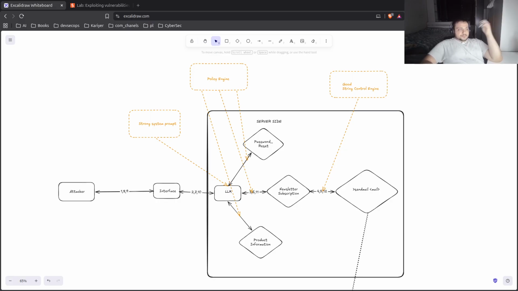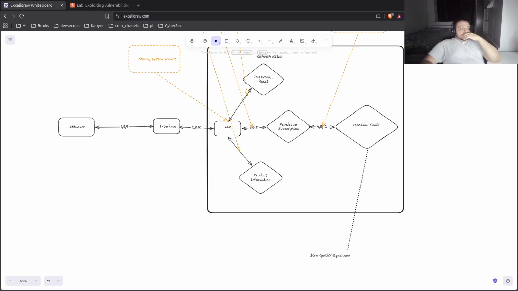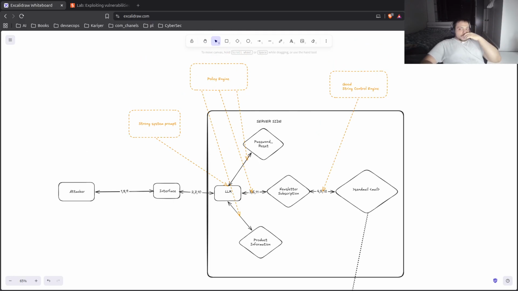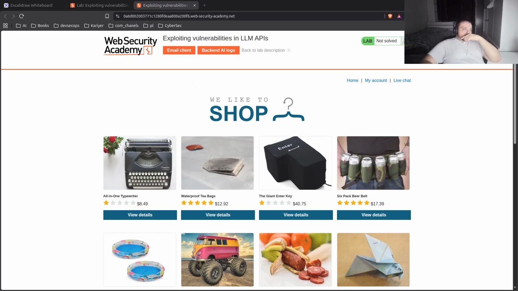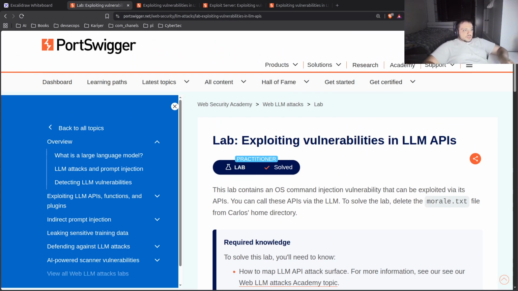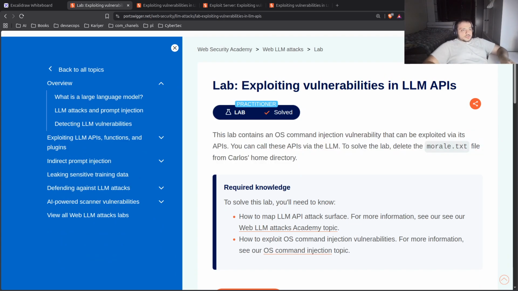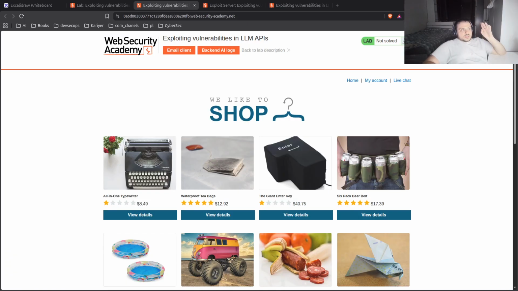So yeah, now we can check the lab. Currently we are at the lab, and we are like the attacker. These are the backend logs, and this is the email part. The goal of the lab is to delete morale.txt from the Carlos home directory, which is on the server side. Carlos can be at any place.